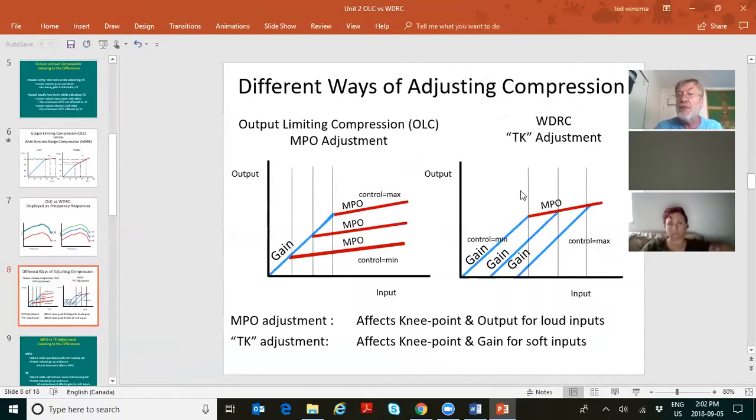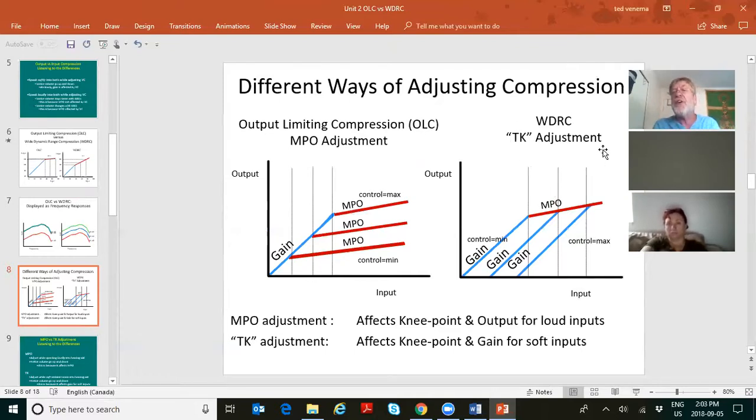Okay, so how is output limiting compression adjusted? By raising or lowering the MPO, as I just showed you. Because your concern is the ceiling, you're the clinician, you're looking at the client's uncomfortable loudness levels, and you are setting the maximum power output of the hearing aid according to the listener's loudness discomfort levels. And you're setting the MPO on average around 15 dB greater than the person's UCL or loudness discomfort level in dB HL, because hearing aids are in SPL.